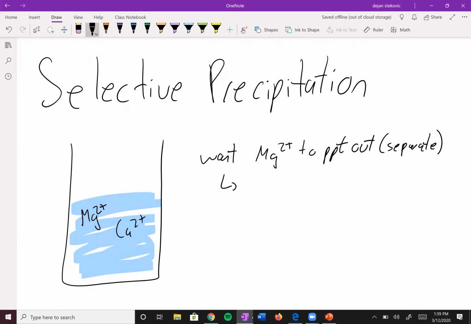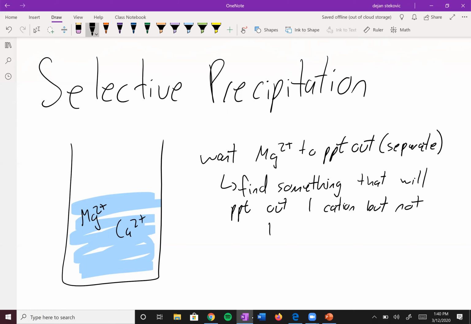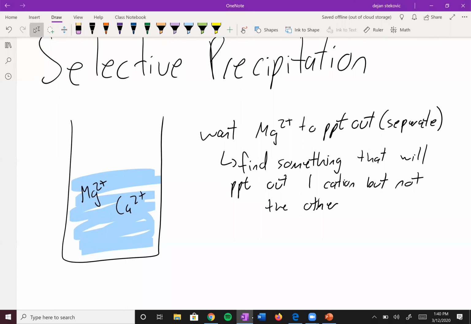If we wanted to do that, we just have to find some other counter ion to add that will make the magnesium insoluble while keeping the calcium soluble. So you need to find something that will precipitate out one cation, but not the other. And so to kind of figure that out, you can use Ksps to help you.